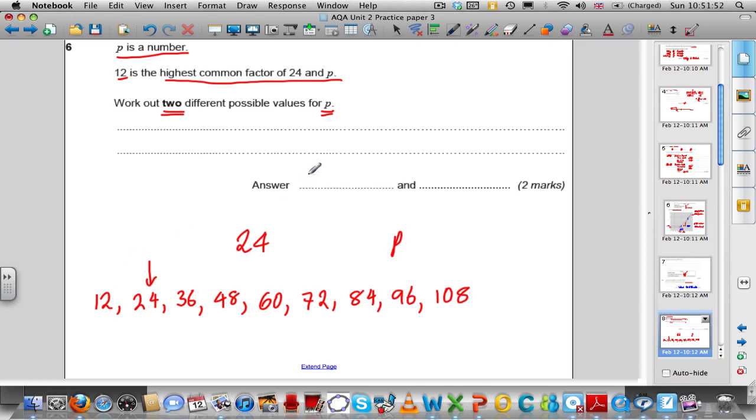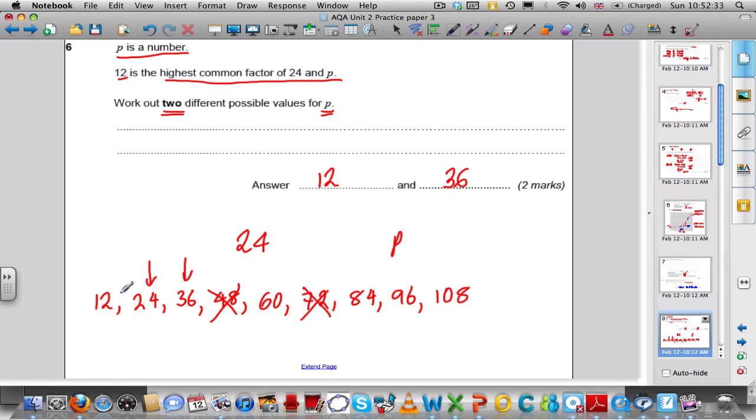Well, P could be 12, for example. P could be 12 because the highest common factor of 12 and 24 is 12. And P could also be 36 because the highest common factor of 24 and 36, the biggest number that divides into them both, is 12 again. So another one could be 36. 48 couldn't be because the highest common factor of 24 and 48 is actually 24. Could 60 be? Well, 60 could be as well because 12 goes into 60 and 24 and is the highest factor of both. But 72 couldn't again because 24 goes into them both.